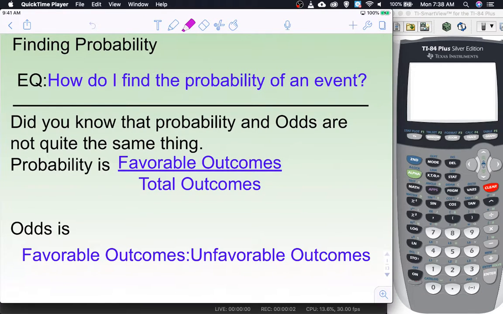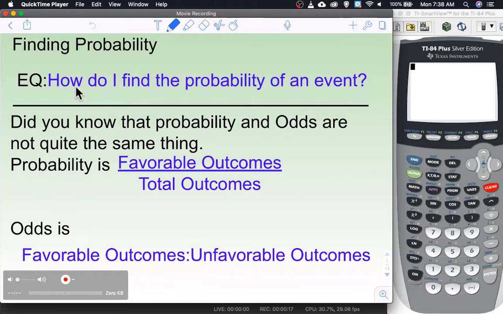Hello and welcome to this lesson on finding probability. So this is simple probability, one-step probability, relatively easy. So we're going to fly through this one relatively quickly, I believe. Since your question says, how do I find the probability of an event?